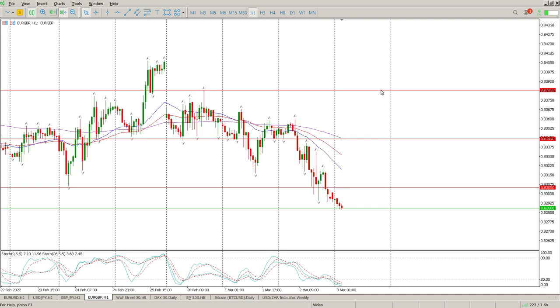So quite simple this one. Oh, and it looks like my chart has just died. Anyway, so what we're looking for is a pullback into this zone here, and that is around 0.83200. Pull back into that area, and then we're looking for an opportunity for it to continue to the downside. Anyway, that's kind of my view with Forex today.